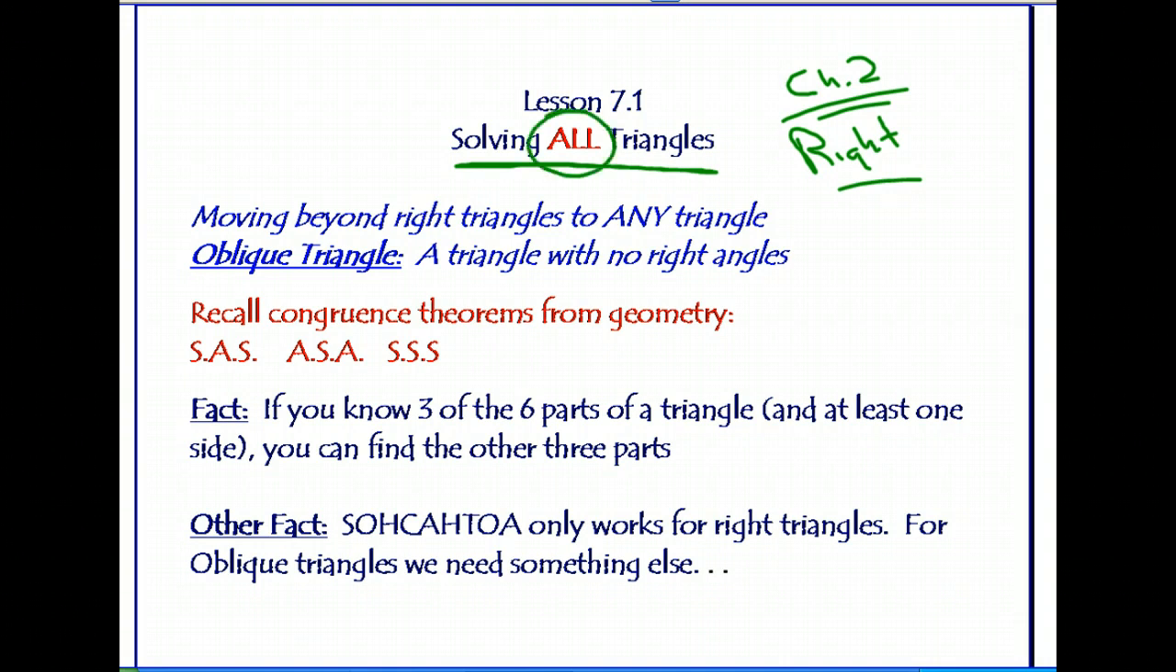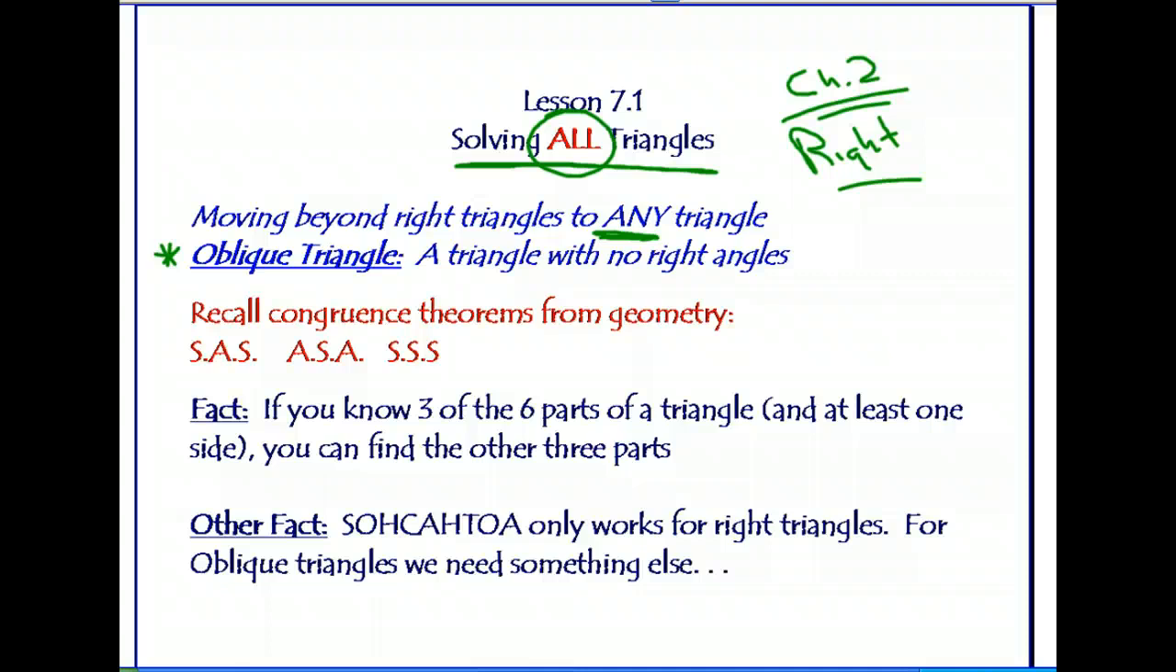Okay, so the idea here is we're moving beyond right triangles to any triangle. So there does not have to be a 90-degree angle in it anymore. There could be 40 degrees, 50 degrees, any angle in there that's not 90. And so there's a word for this. These are called oblique triangles. This is a triangle that does not have a right angle in it.